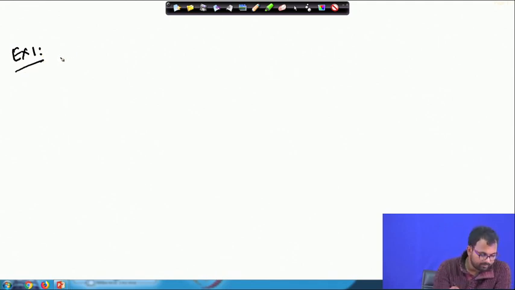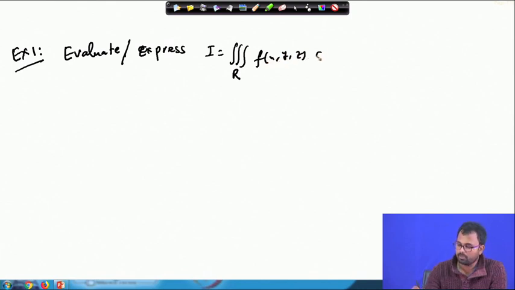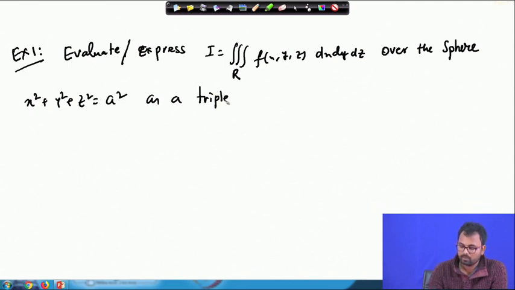So, the first example is: evaluate, or rather express, I equals the integral over the region R of f(x,y,z) dx dy dz over the sphere x² + y² + z² = a² as a triple or repeated integral.